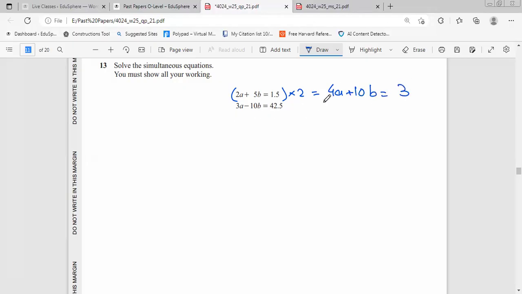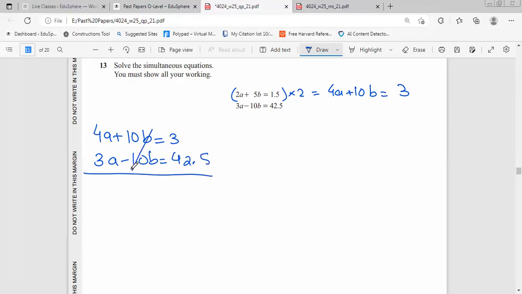And now when we compare this equation with this, we will get 4a plus 10b equals 3, and 3a minus 10b equals 42.5. So I'm going to add these because the signs are already opposite. So 4a plus 3a is 7a equals, and I'm going to add 42.5 with 3, that is 45.5.